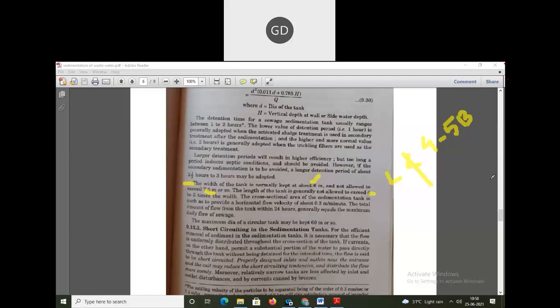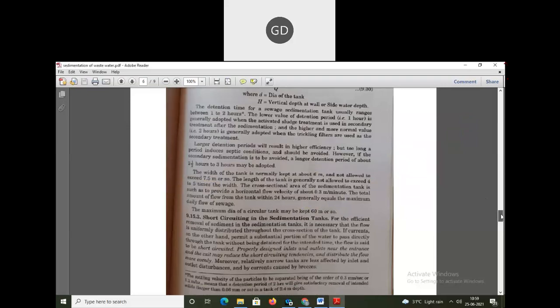Again, for the cross-sectional area of the tank, the horizontal flow velocity is assumed to be 0.3 meter per minute. And for a circular tank, if the maximum diameter is not provided to you, you can keep it as 60 meter or so. So these are all the values that you have to remember while designing a rectangular or circular sedimentation tank.